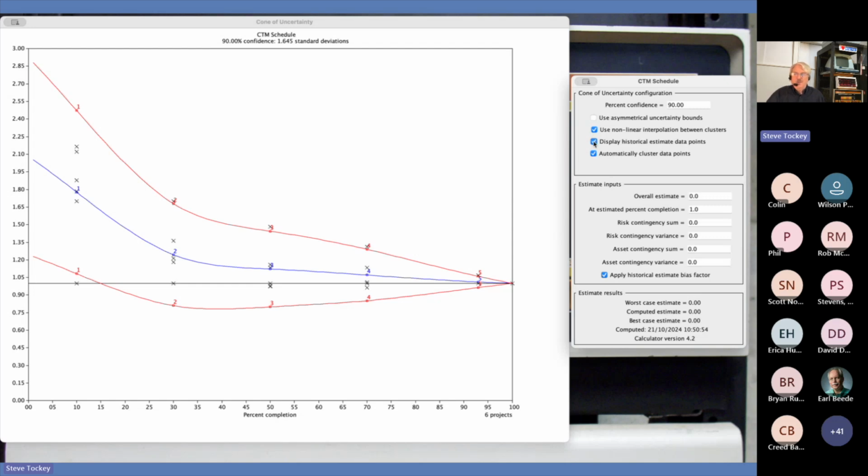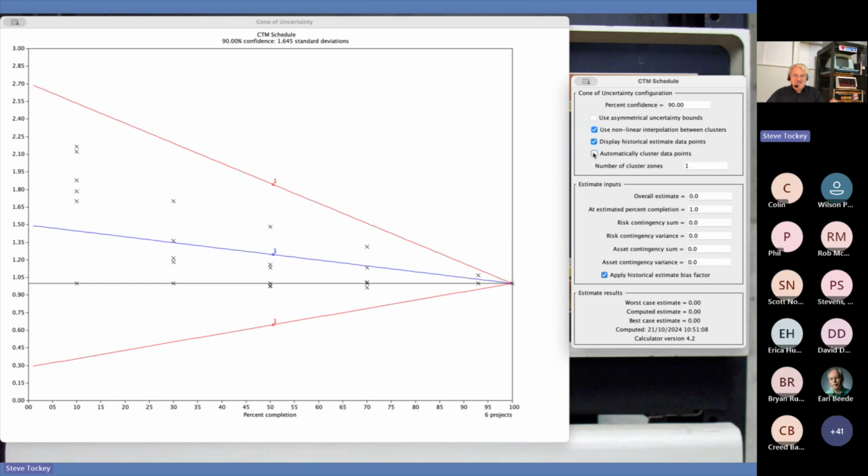Now, the trick to making this work across all life cycles is that I'm not requiring estimates to be made at a certain point, a milestone. You can have estimates made at any point in the project. There's an automatic, if you will, clustering algorithm that says for data points that are about the same point in time, let's put them into groups.